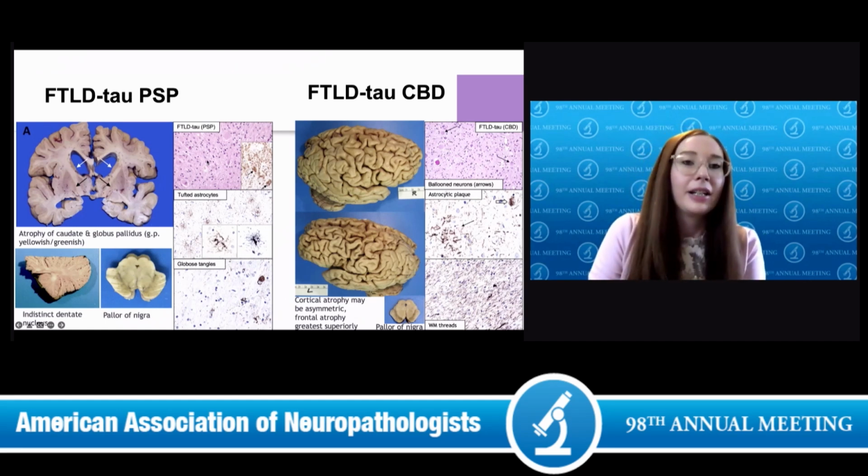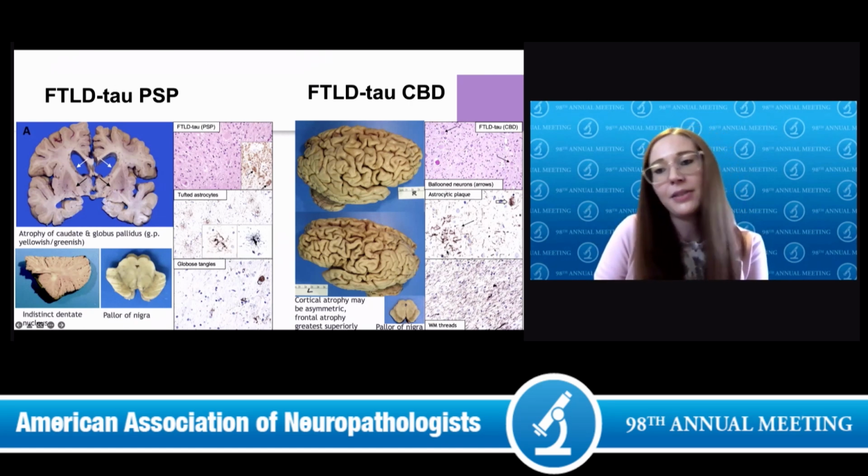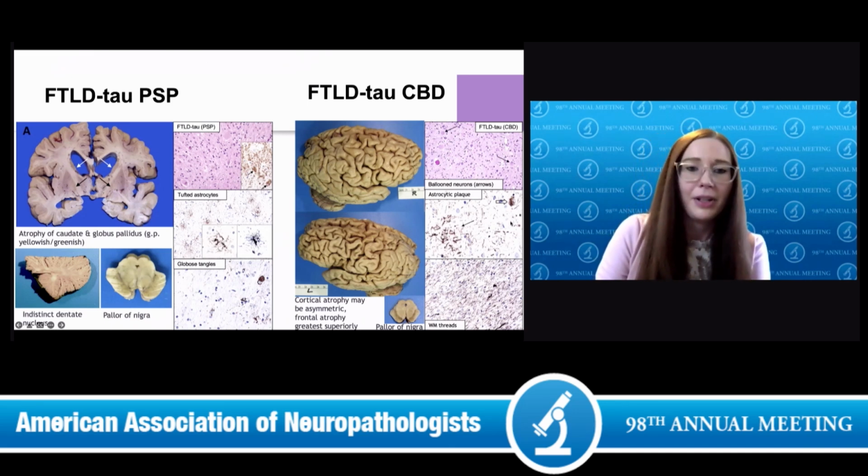In addition, I just wanted to highlight here, if you look at the tufted astrocytes in PSP on the left versus the astrocytic plaque, one feature that I find helpful is looking at how they look more distended and kind of fatter more proximally for the tufted astrocytes, whereas the astrocytic plaques look more like diffuse, fine appearing lesions. And then this is just an example of a globose tangle in a PSP case.